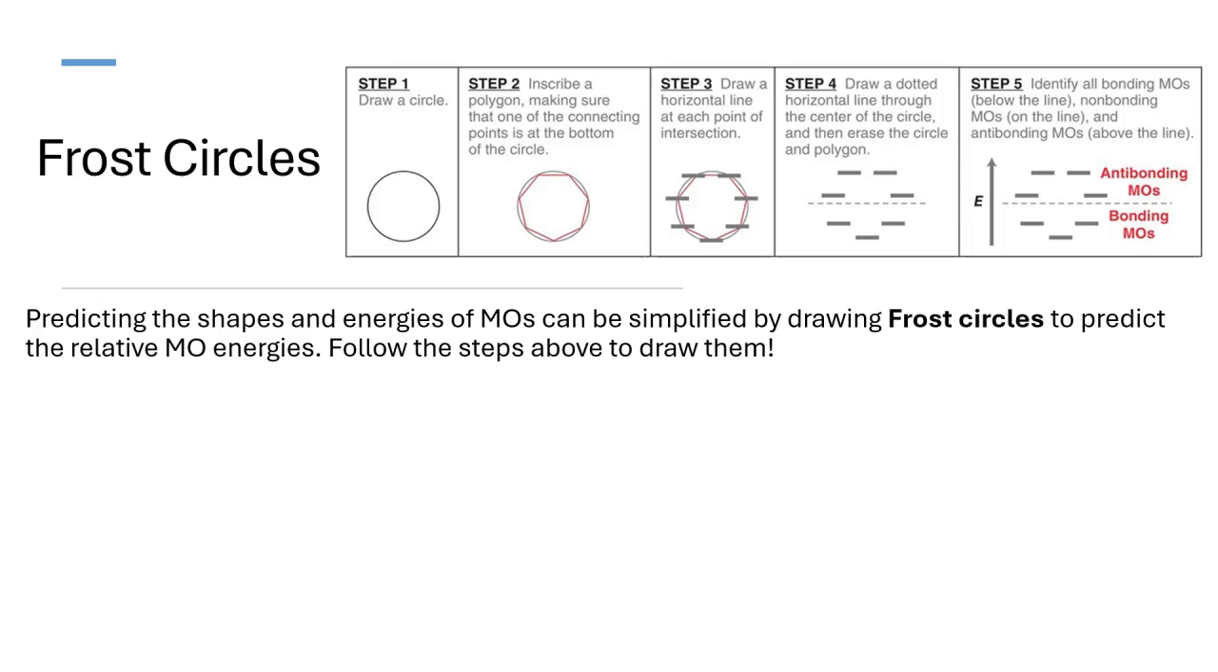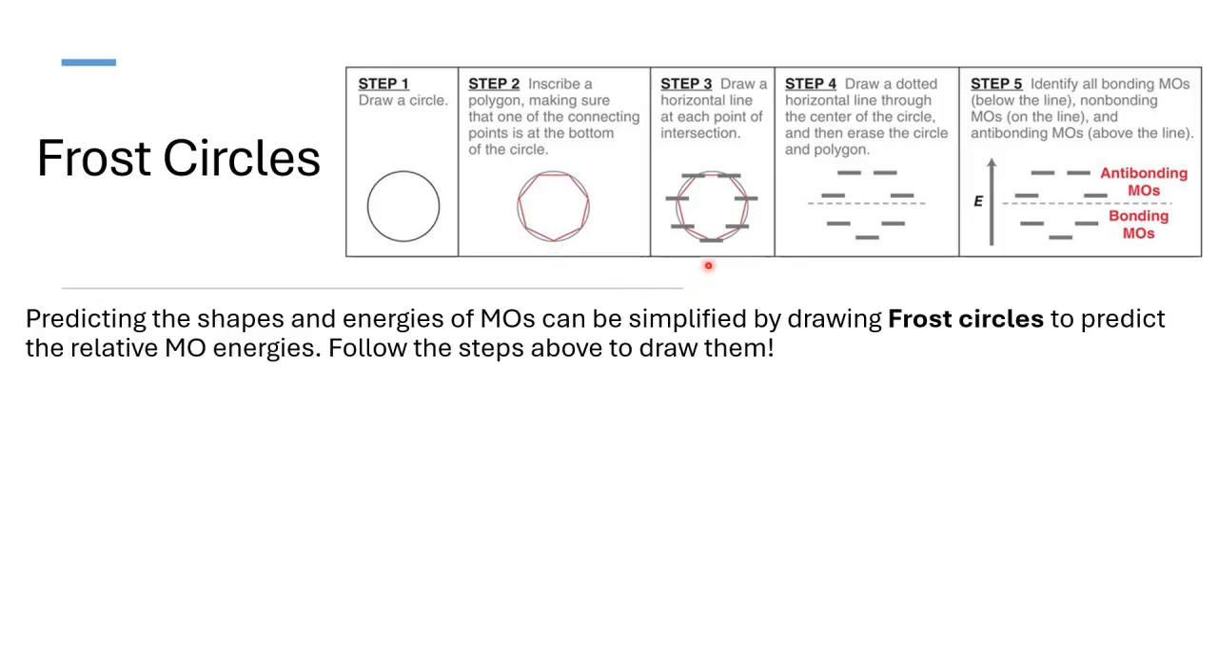Frost circles. Predicting the shapes and energies of MOs can be simplified by drawing Frost circles to predict the relative MO energies. Follow the steps above to draw them. The first step is to draw a circle. The second step is to inscribe a polygon, making sure that one of the connecting points is at the bottom of the circle. The polygon that you make is the shape of your cyclic system.